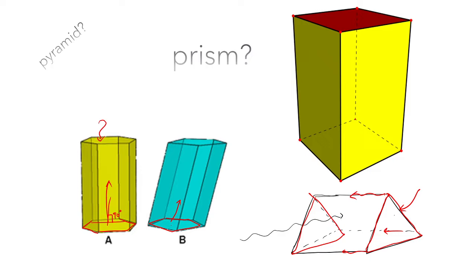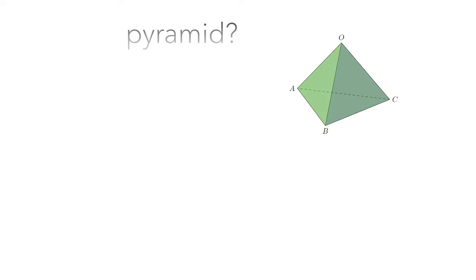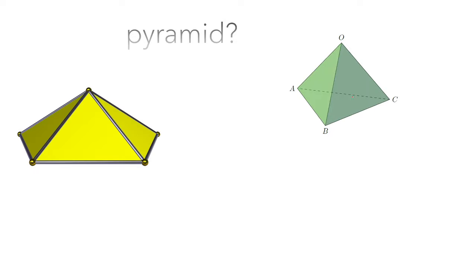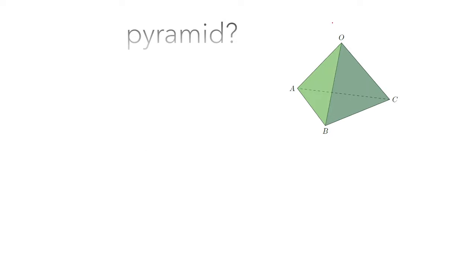So this kind of idea of extrusion will make us understand what is a prism and pyramid. So this idea came, and then I started looking for pyramids. So I have this tetrahedron here, of course, which is a pyramid.